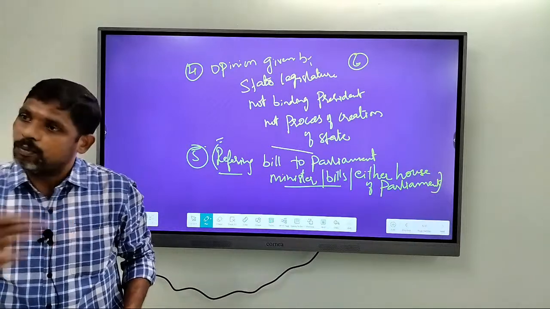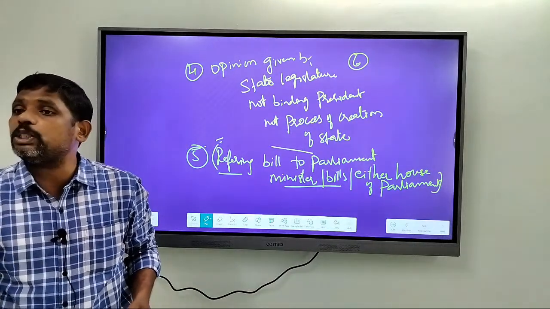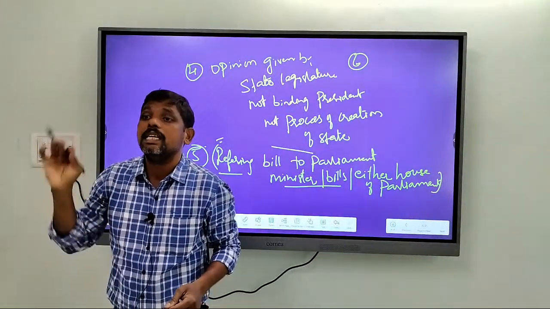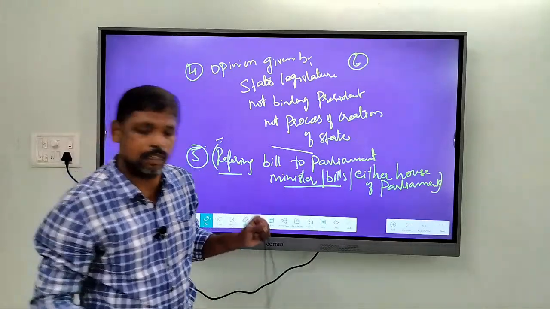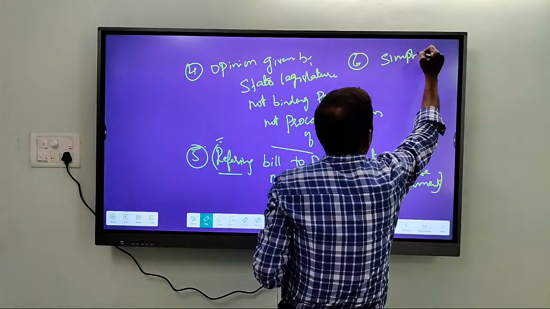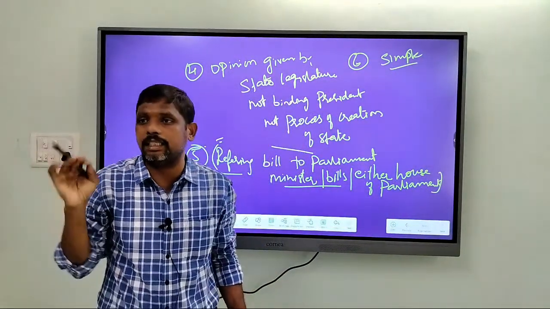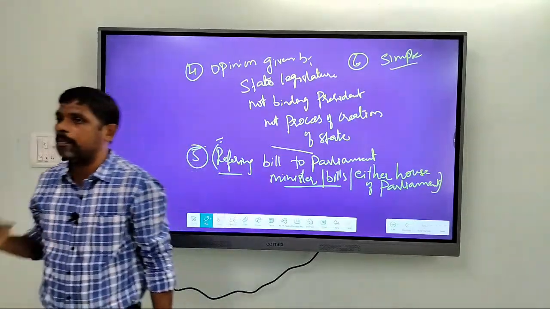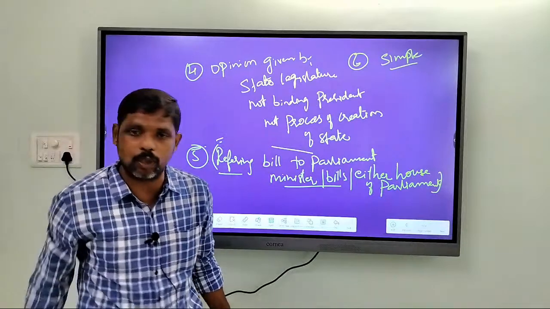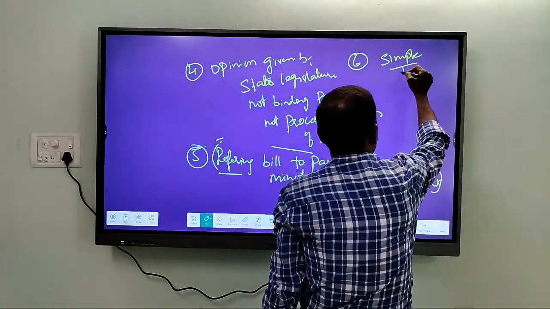Next step is discussion and voting. Remember the majority that is required. The majority required to pass these bills is simple majority. The bill introduced under Article 3 should be passed by simple majority.